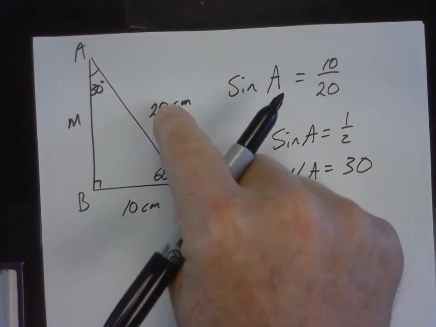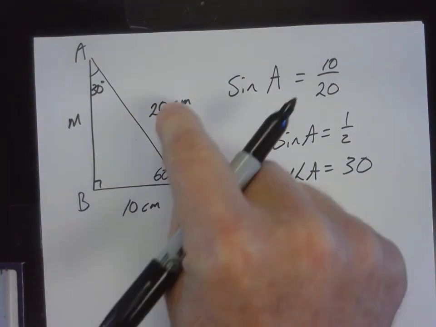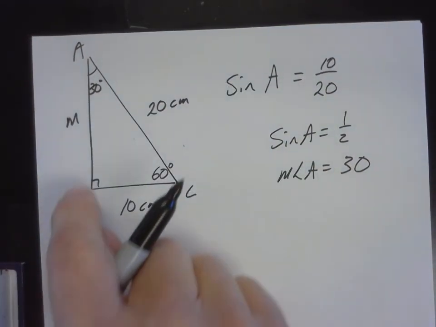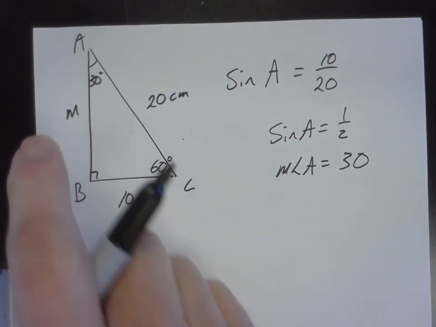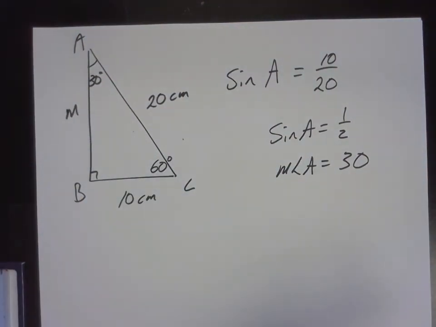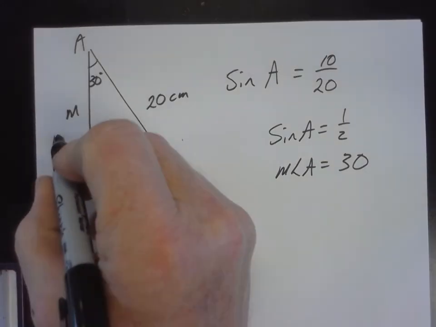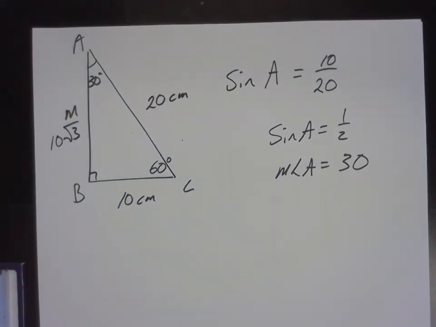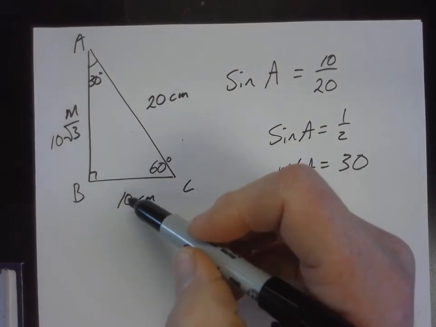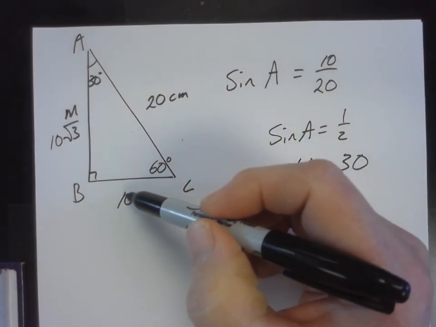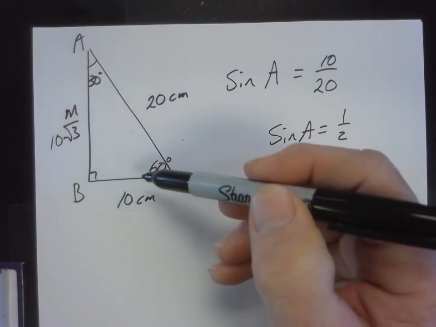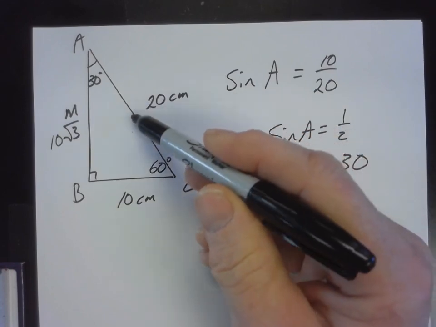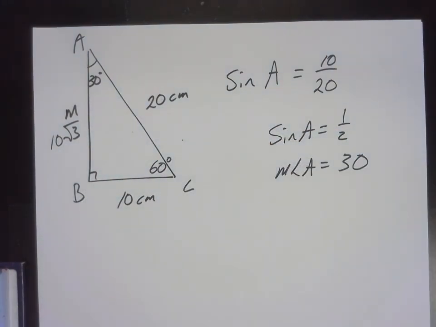The hypotenuse is 20 and the short leg's 10. So that's that 1 to 2 relationship, isn't it? So what's the long leg, guys? 10 radical 3. Yeah. And when I see this 1 to 2 relationship on a right triangle, that's got to be a 30, 60, 90 triangle. So it's okay just to solve it because we know that's how it works.